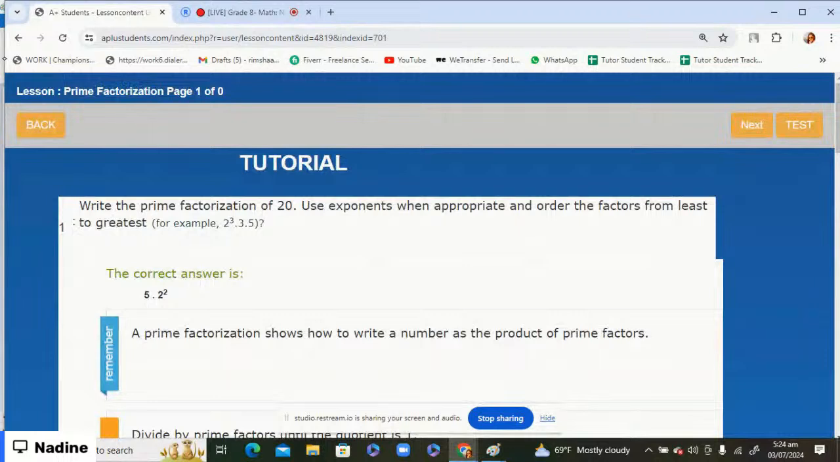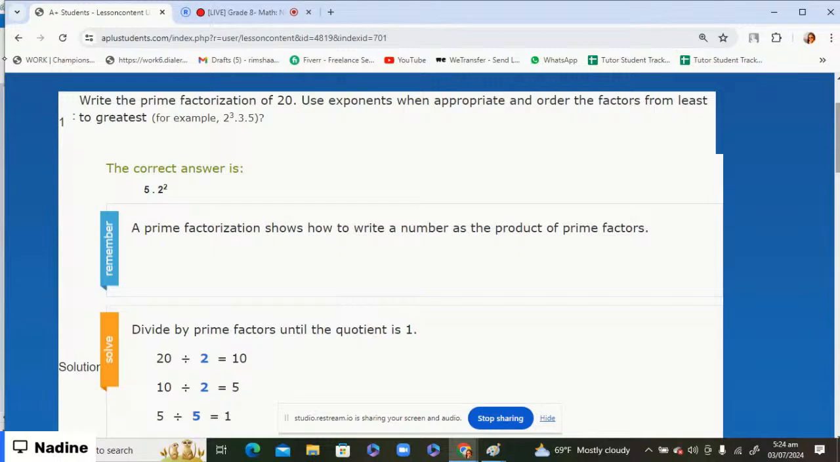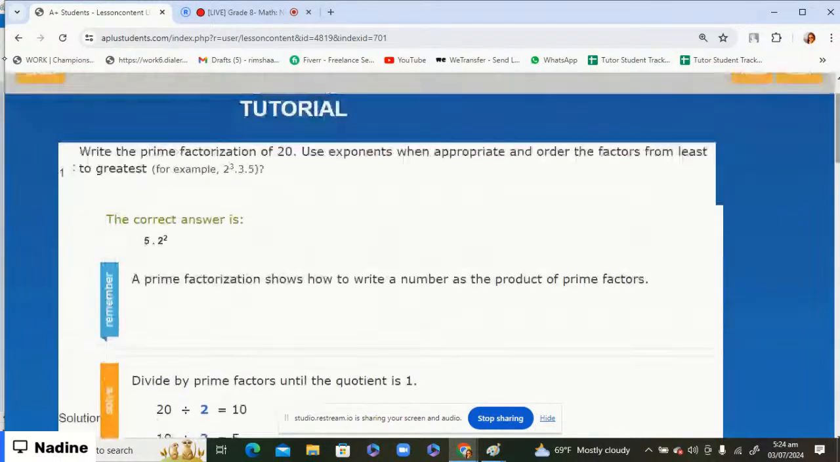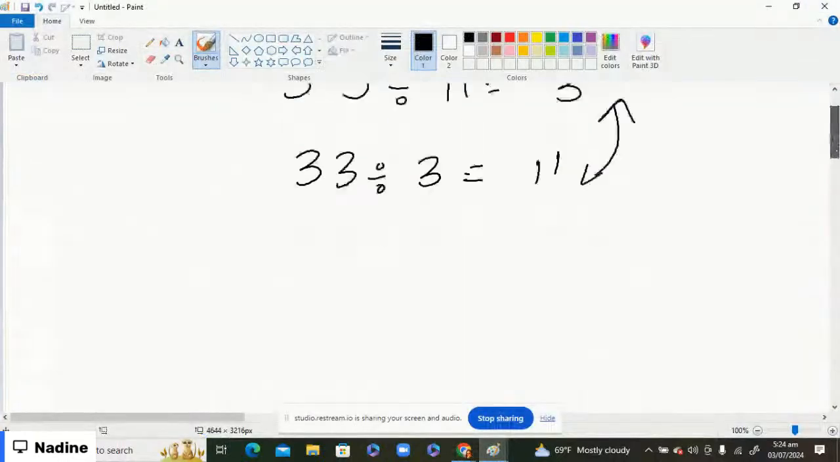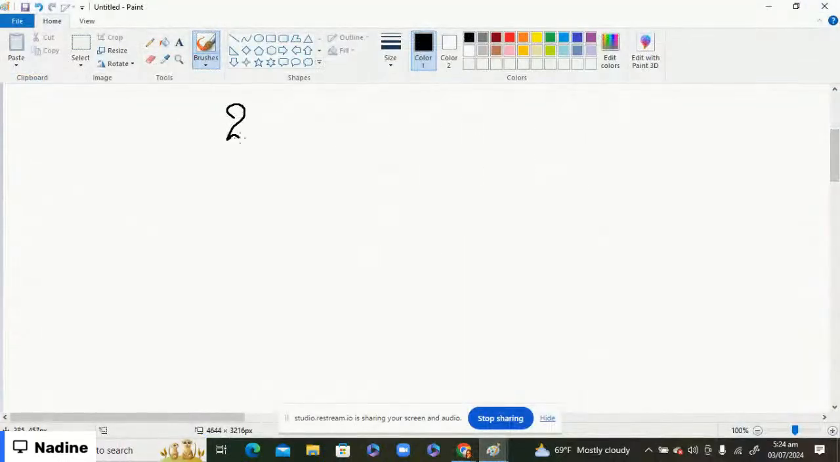So what is the prime factorization? For example, write the prime factorization of 20, use the exponent when appropriate, and order the factors from least to greatest. Let's check it out. First of all, the 20. Okay, let's do it. Look here now. If they are saying prime factorization of 20, we are going to start from the smallest number that divides 20. So here the smallest number is 2.